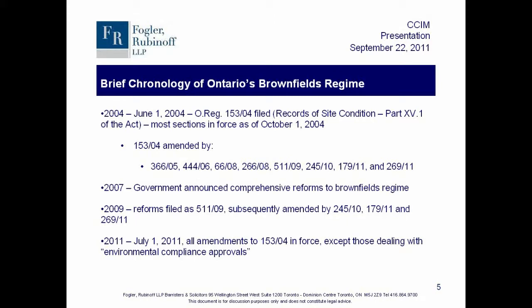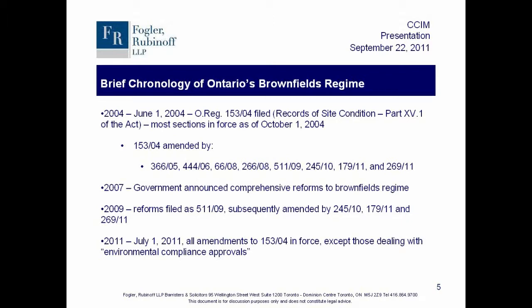The significant amendments were announced in 2007, when the government announced that it would do comprehensive reforms to the regime to make the site registry more transparent, to strengthen the standards, to redefine who a qualified person is, et cetera, et cetera. So the announcement came in 2007 after 2 years of work with various stakeholders. The reforms were filed as Regulation 511, and some consultants today refer to a 511 Phase 1 or Phase 2 site assessment as opposed to a 153, and I'll get into that a little later, and I'm sure Corey will as well.